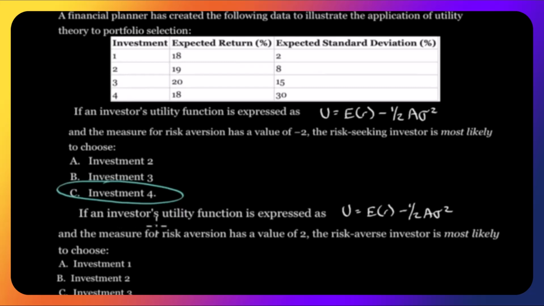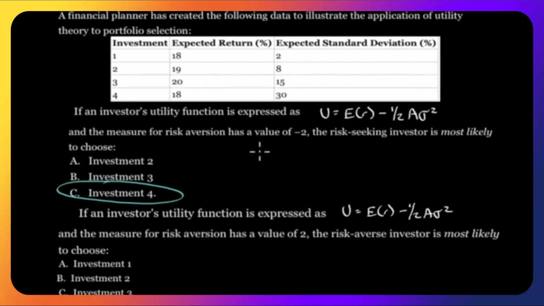If an investor's utility function is expressed as follows, and the measure for risk aversion has a value of 2, the risk-averse investor is most likely to choose. Well, here we have to do a little bit of math. So let's look at what we have here. I'm going to write it up here instead of, I don't want to crowd the bottom of the screen.